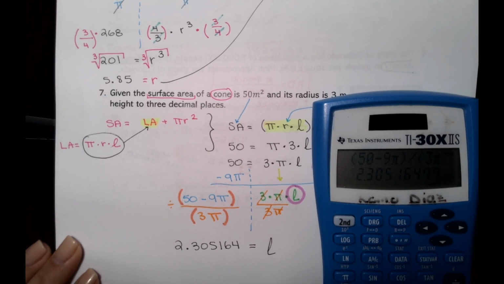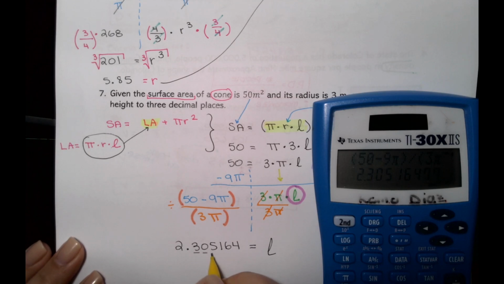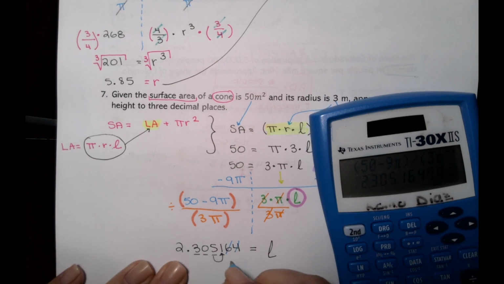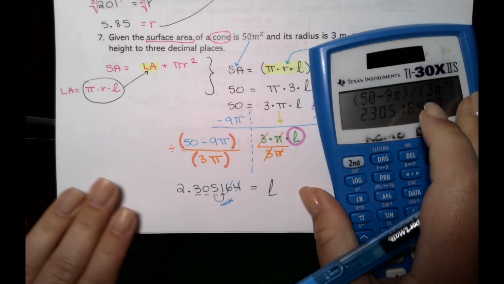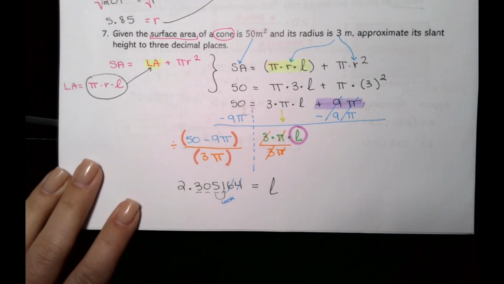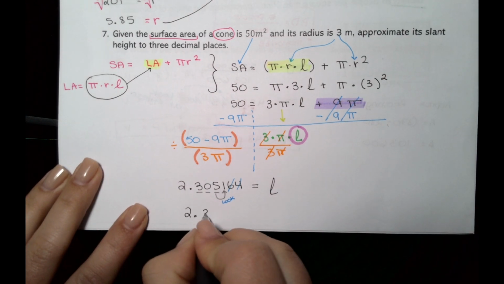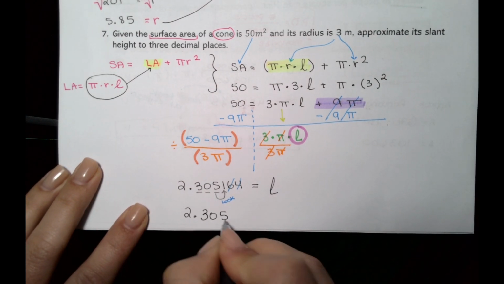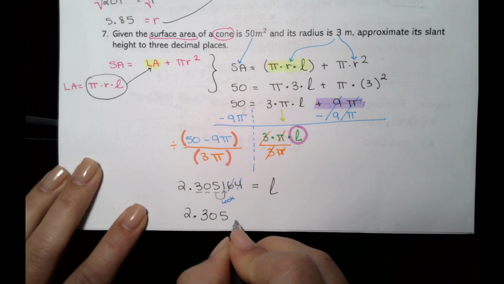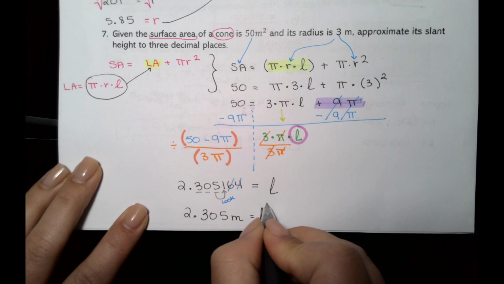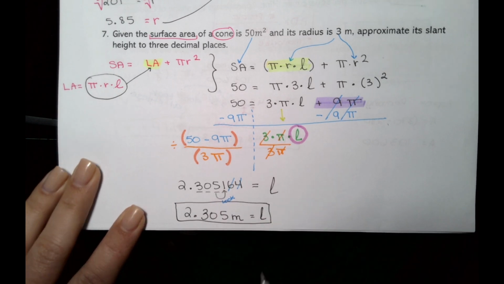I'm going to count to 3 decimal places. 1, 2, 3. That means I am looking at the next one. I am not looking at the 6 and the 4. I am only looking at that 1, the number 1. Since it is 1, it is less than 5, we are going to round accordingly. So we have a slant height of 2.305 units. Slant height is singular. Our units are meters. Again, if you don't put your units, it will be marked as an incomplete answer and points will be removed.